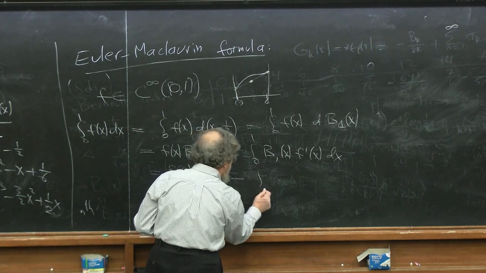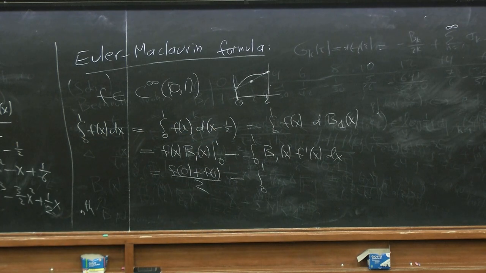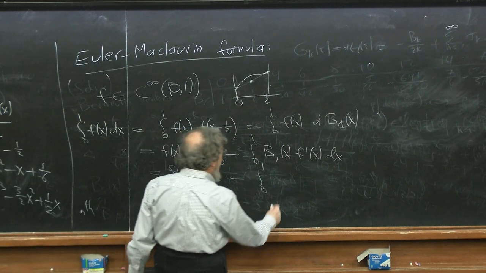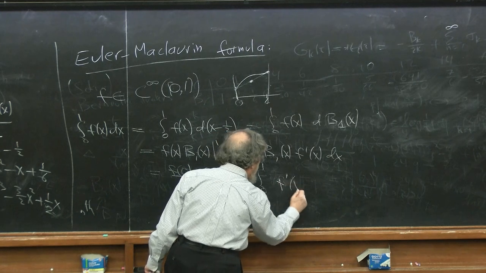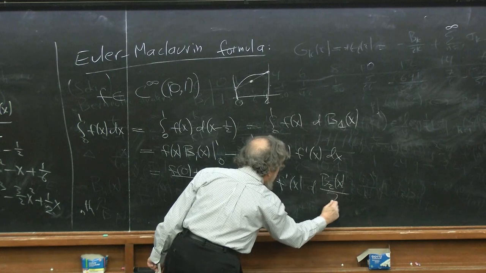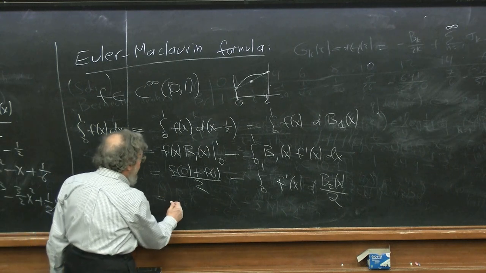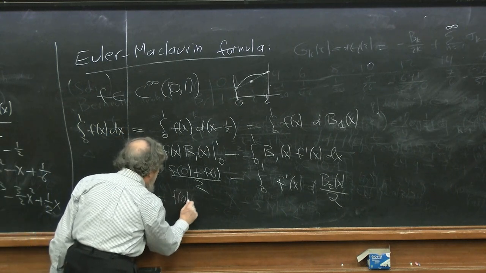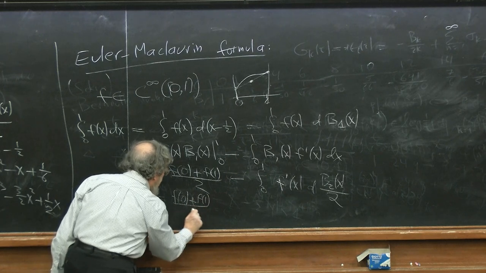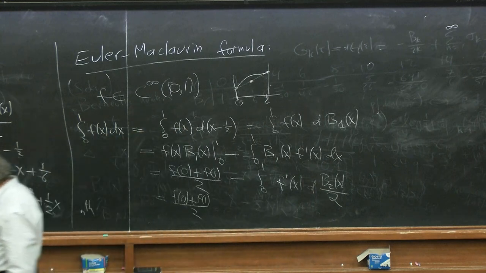And now the second term, I can do it again because we just have the property that the derivative of each b n is n times the previous one. So b1 I can again write as the derivative of b2 of x, but now divided by 2, because b2 prime is 2 times b1. But now I can do the same thing. So now I'll get f of 0 plus f of 1 over 2. And now again, by integration by parts, you'll have minus f prime times b2 of x over 2, evaluated at 1 and at 0.